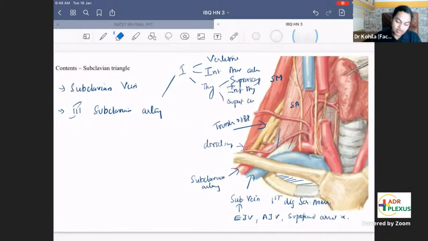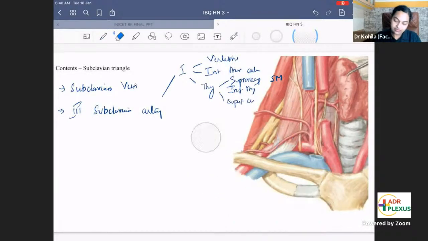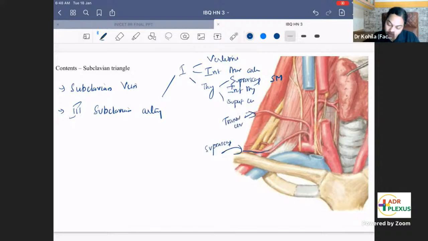Okay. So here in the image, this one which follows the inner border of the clavicle, this will be the suprascapular artery. This will be the transverse cervical artery. Okay. Deeper here, this will be the vertebral artery. This will be the inferior thyroid artery.